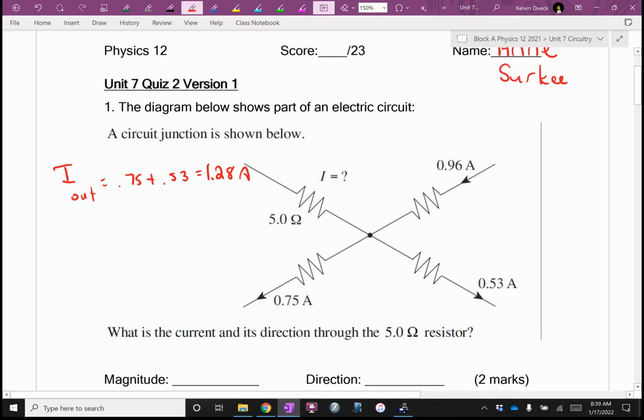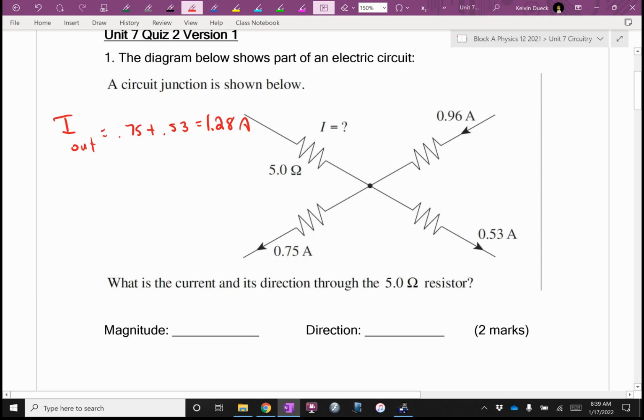So first of all, what's the direction? How would I describe this? I would say, maybe if you put an arrow there, I would give you a mark. I would say down and right, or you could say towards the junction or inwards.